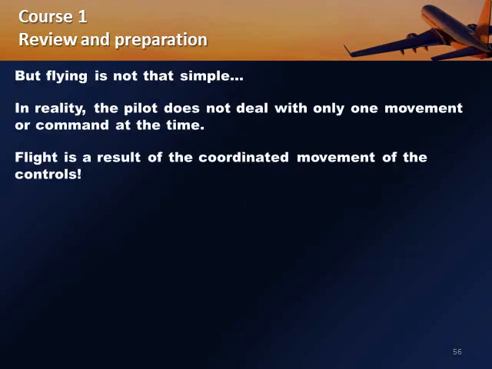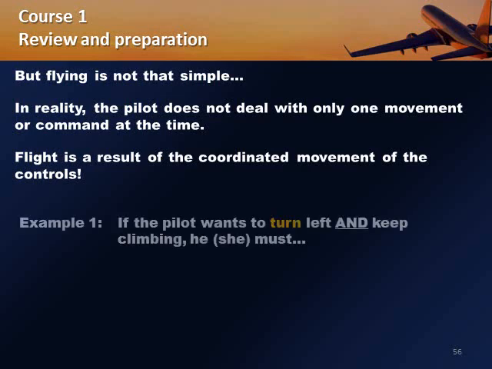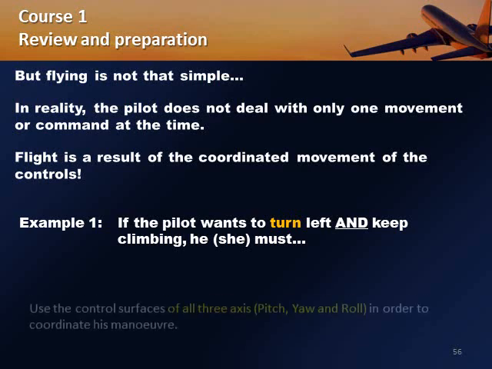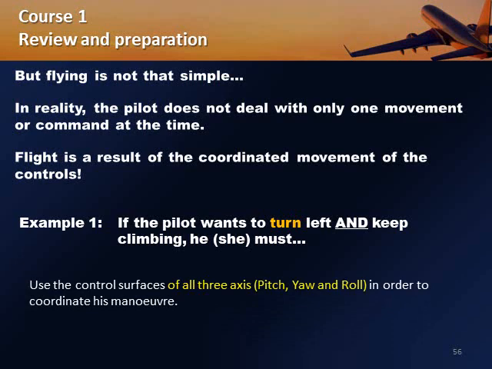But flying is not that simple. You're not only moving one control at a time. Flight is a result of coordinated movement of the controls. For example, if the pilot wants to turn left and keep climbing, he's going to have to use two control surfaces. So he's going to use all three axes, pitch, yaw, and roll, in order to coordinate the maneuver.